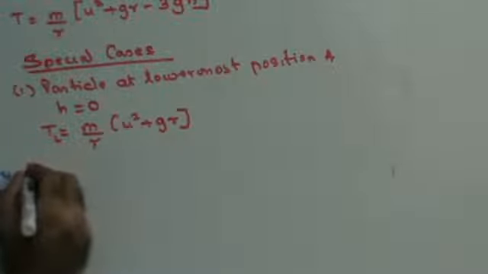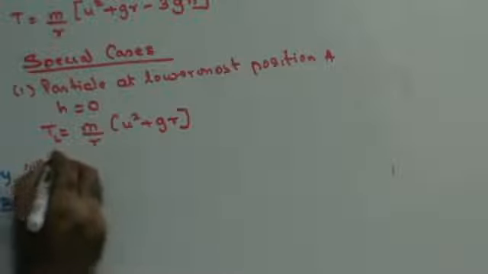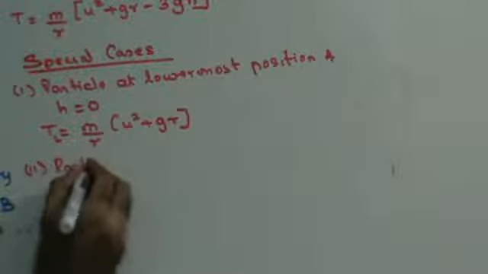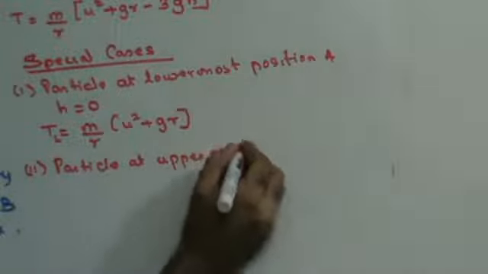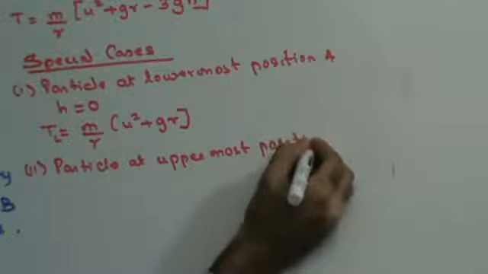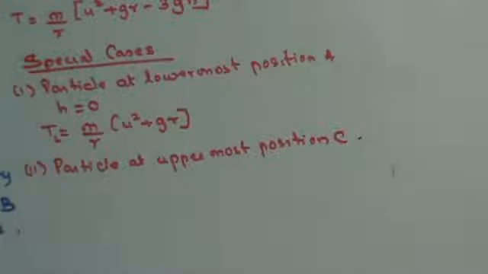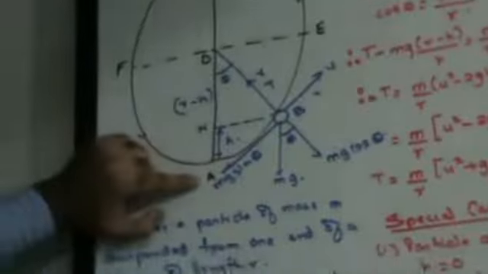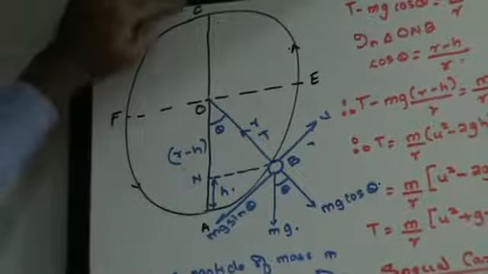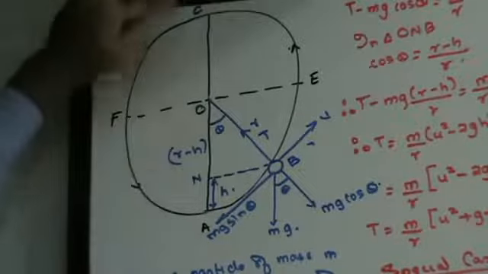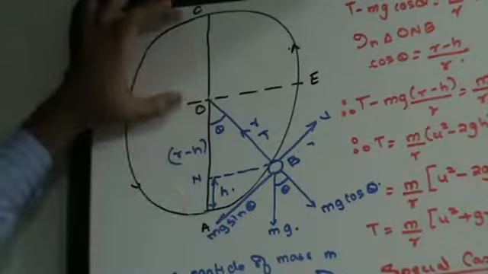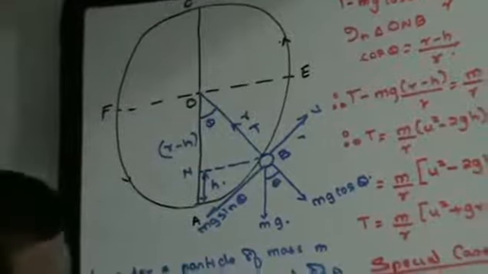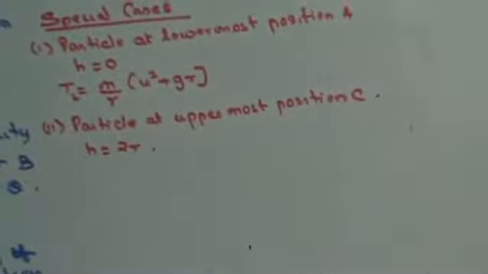Now let us assume that you have rotated the body and the body is at the uppermost point. Particle at uppermost position C. Right? Now if the particle is at uppermost position, guys, look at the diagram. From A, the body has moved to C. That means what is the height that it has covered? This plus this. This height is r and this height is also r. So for uppermost position, h will be equal to 2r.